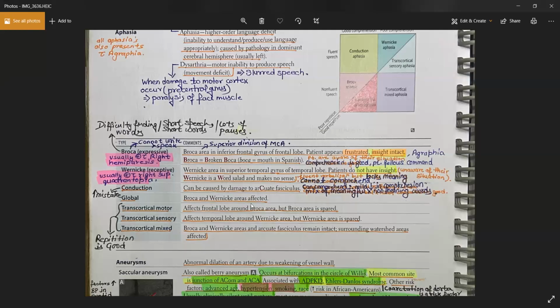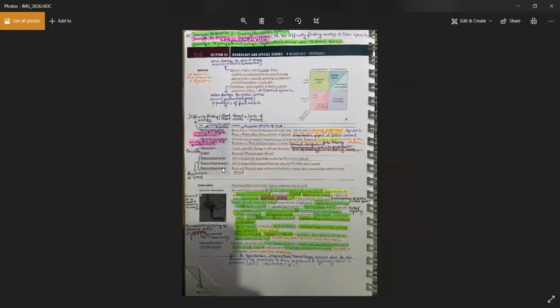Then you have the transcortical motor, sensory, and mixed, in which the areas around the frontal lobe, around Wernicke's or Broca's area, are damaged. The patient will have a lot of pauses, a lot of grammatical errors, they have everything, but their repetition is good, and that is the important thing. They have features like Broca's, but the repetition is good. In transcortical sensory, they have features like Wernicke's, but the repetition is good again. In the mixed type, they have both features of Broca's as well as Wernicke's, but if you ask them to repeat some sentence, they have very good repetition. Okay, so any doubt on the aphasia?